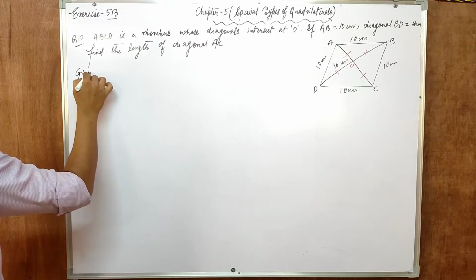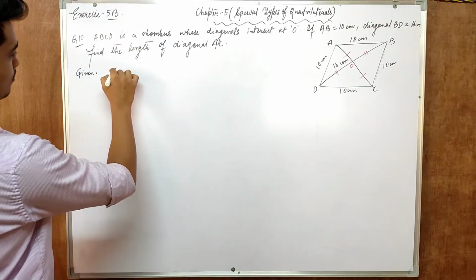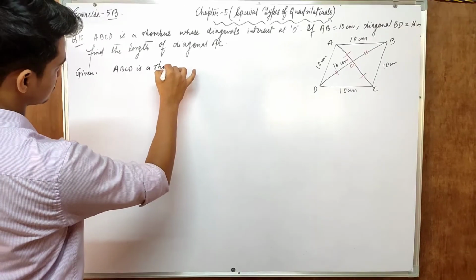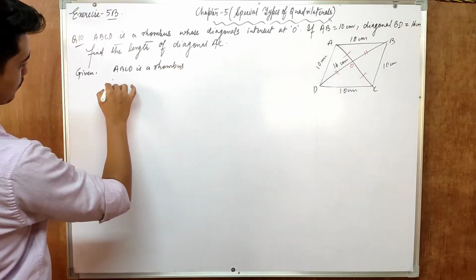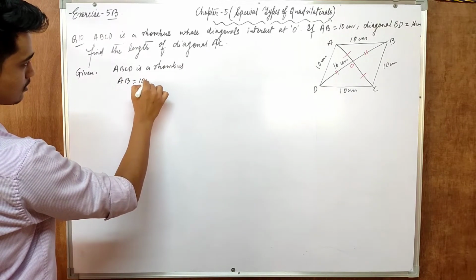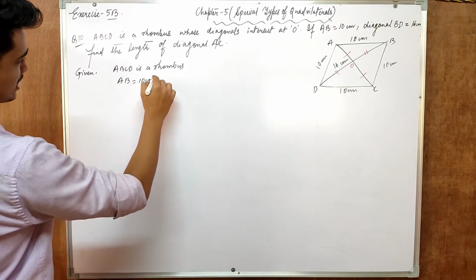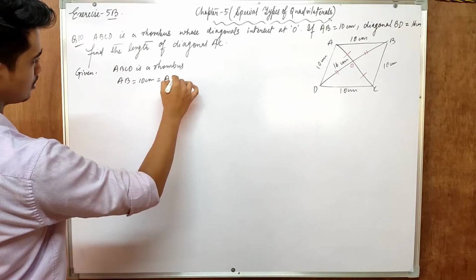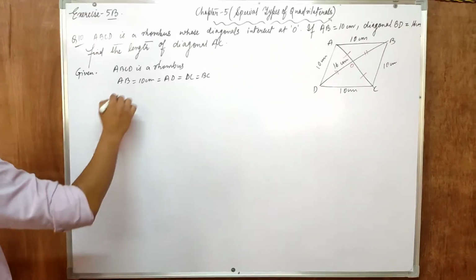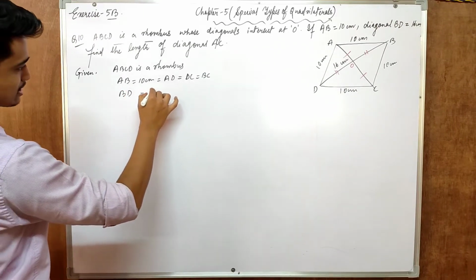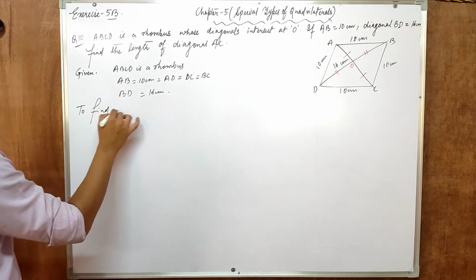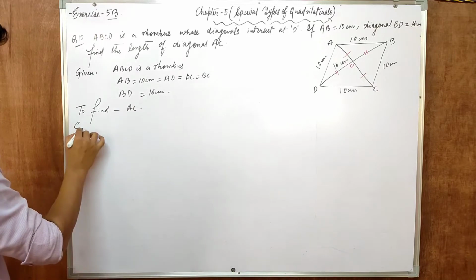Given, ABCD is a rhombus. So that is the first criterion. Therefore, AB equal to 10 centimeter, and that is also equal to AD, DC, and BC. All right, done. Then BD equal to 16 centimeter. To find AC. Solution.